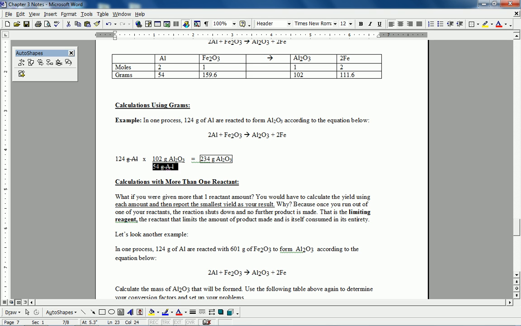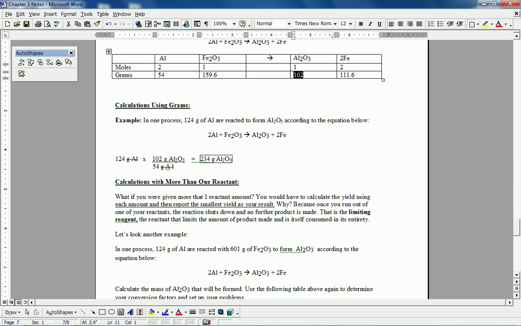124 times 102 divided by 54 gives us 234 grams of the aluminum oxide produced. So you see, when you have the numbers ready to go, it's quite simple. Now, we went ahead and wrote this table for mole values and gram values for every reactant and product, just for practice sake. But as you can see, if you only need gram values and you only need it of 2 of your compounds, then by all means, all you had to do was calculate the equivalence of the aluminum grams to the aluminum oxide grams, and that's all you would have needed to solve this problem.